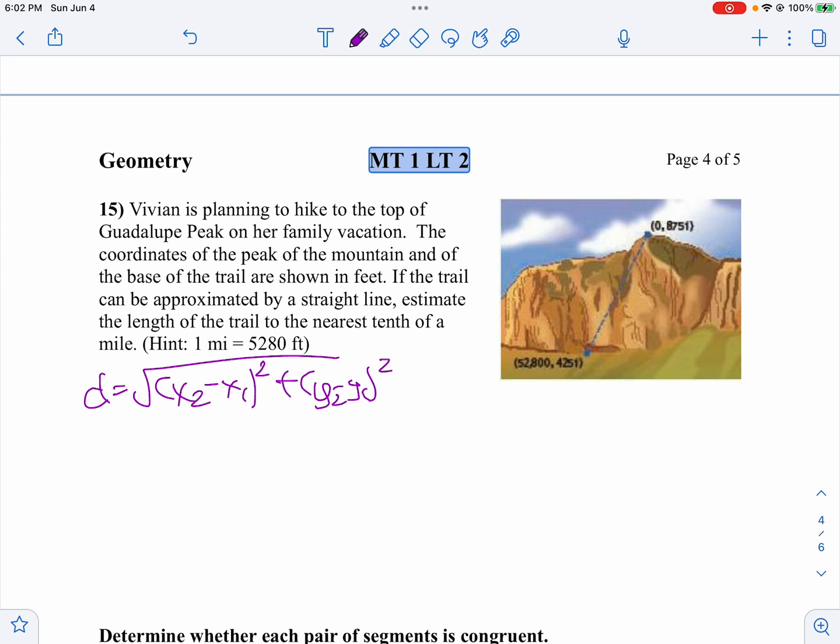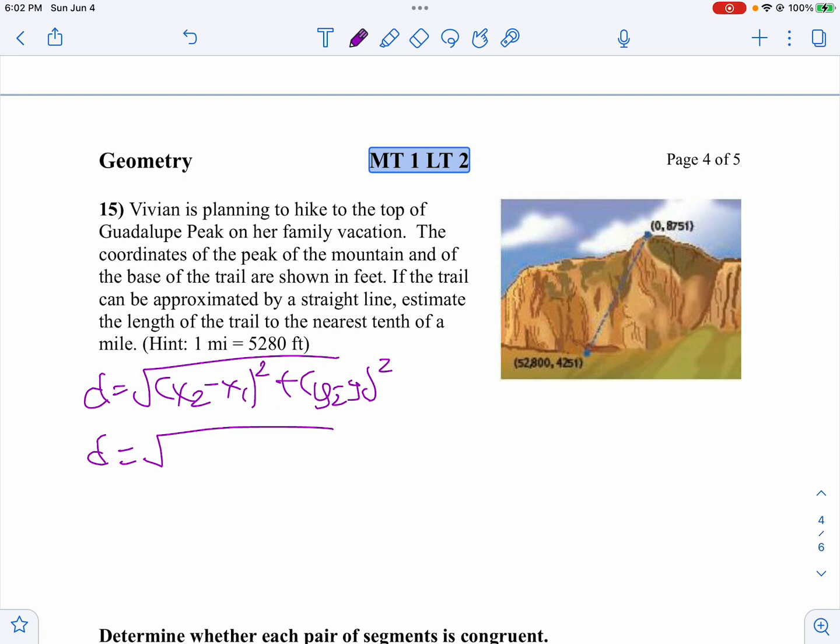Now notice on this one, we do have a little bit of a kink in there. That is that I gave you these coordinates in feet. But I want the answer in miles. So when we're done, we're going to have to change our answer to miles. So first off, let's just find the distance between these two. So I'll subtract my x's.